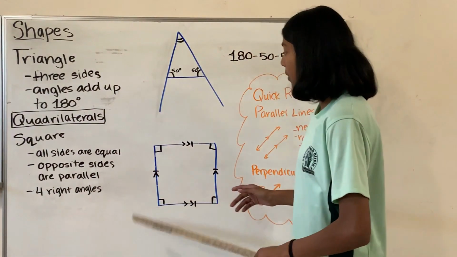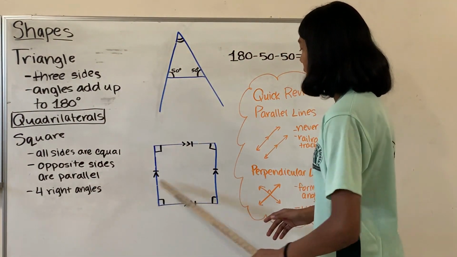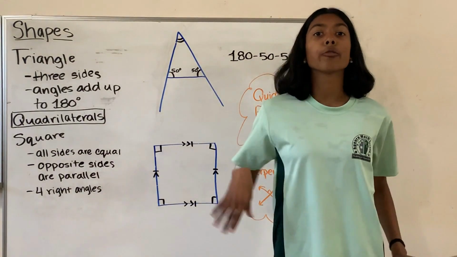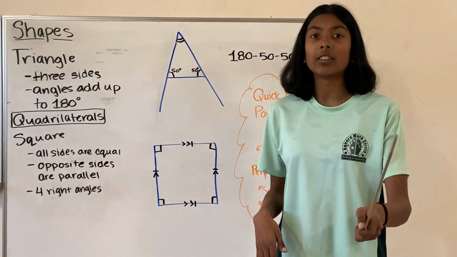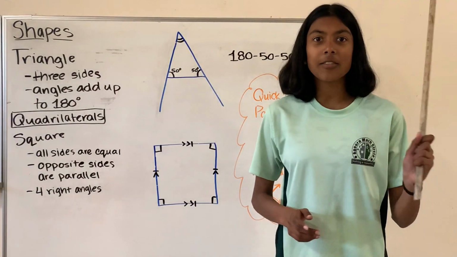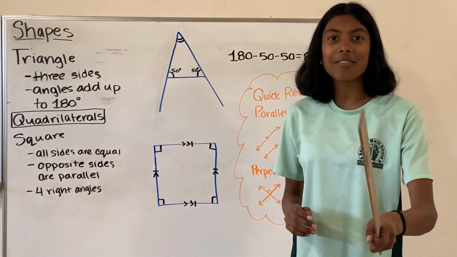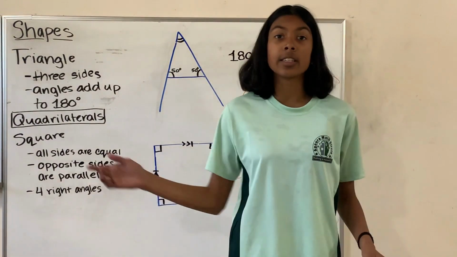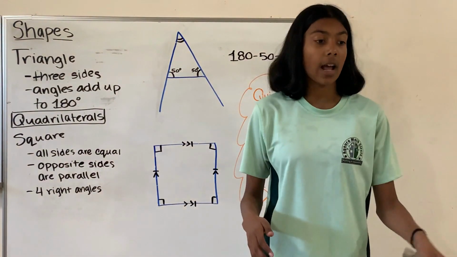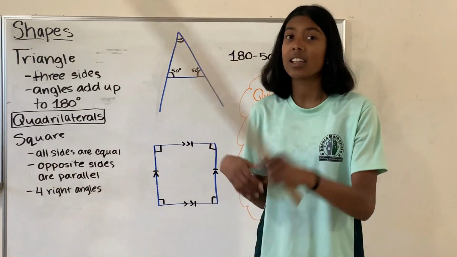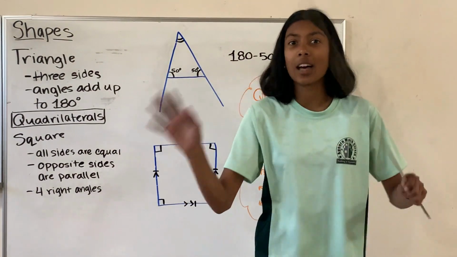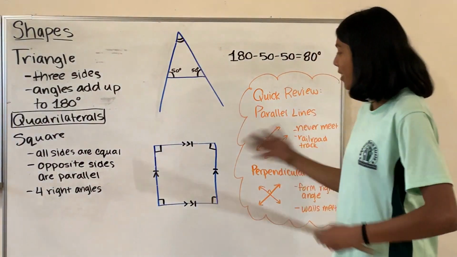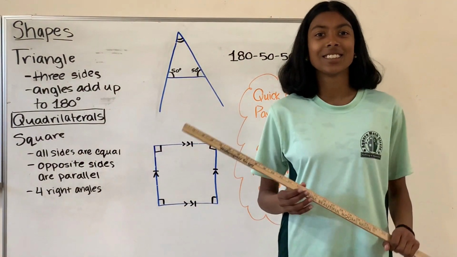Back to our square. These two sides are parallel, and these two sides are parallel. And they have 4 right angles. What are right angles? If you said that they have 90 degrees, you're right. They each have 90 degrees, and they're all equal. And since a square is a quadrilateral, 90 plus 90 plus 90 plus 90 is 360. And guess what? That's the total angle measured in a quadrilateral. So there you have it, a square.